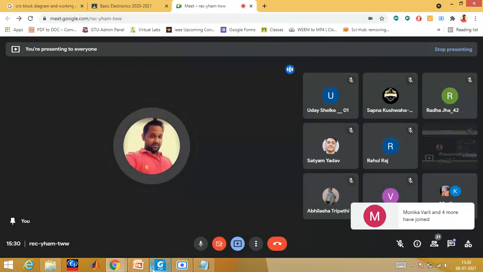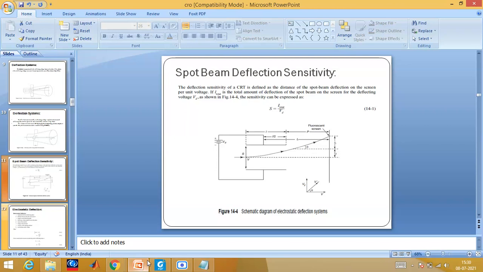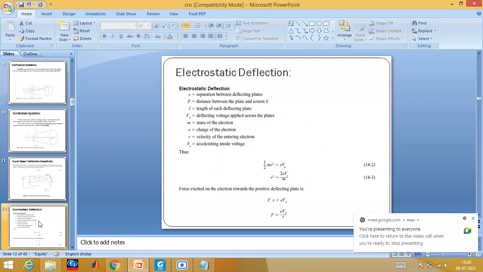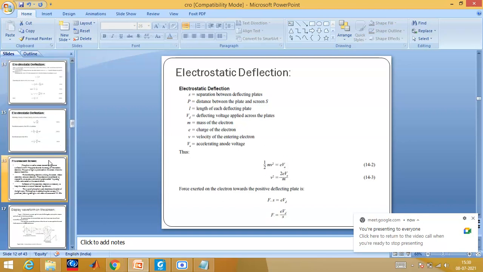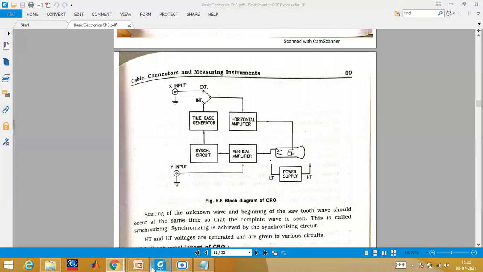Okay, now without wasting time, once you understood this concept, we have to understand the electrostatic deflection. As I told you, there is a different formula, and a derivation is there, but for diploma this derivation is not required, so I will not show you this PPT, rather we'll move on to this PDF.